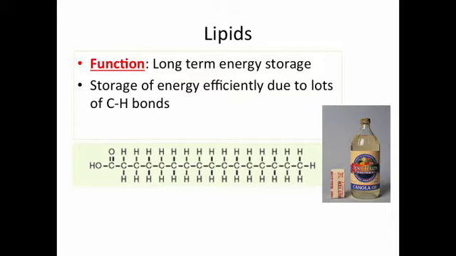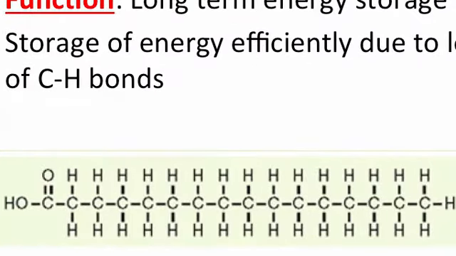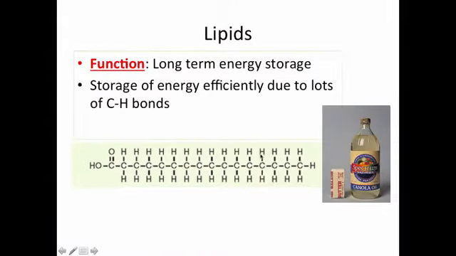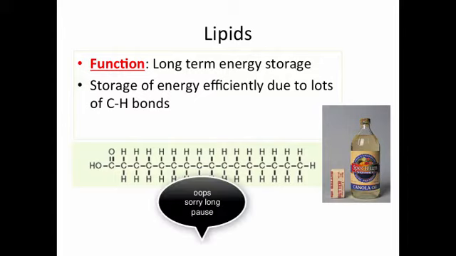Lipids give us long-term energy storage. And the reason they give us long-term energy storage is, if you look at the diagram here, we have a picture of a lipid. And what do you notice? It starts out with an OH, double bond to an O, and then carbon, hydrogen, carbon, hydrogen, carbon, hydrogen, carbon, hydrogen. This is what we call a long chain of hydrocarbons, and those bonds contain a lot of energy. So we can get a lot of energy when we break those bonds.